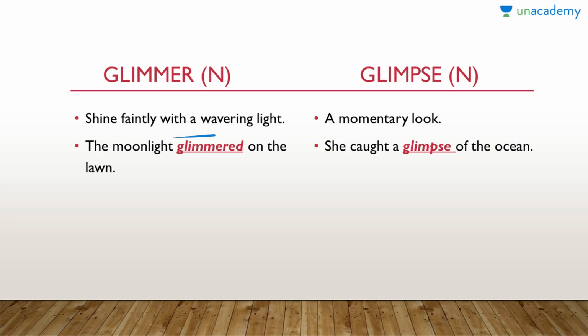Glimmer is a noun, which means shine faintly with a wavering light. In a sentence it'll read, the moonlight glimmered on the lawn. Glimpse is a noun, which means a momentary look. She caught a glimpse of the ocean.